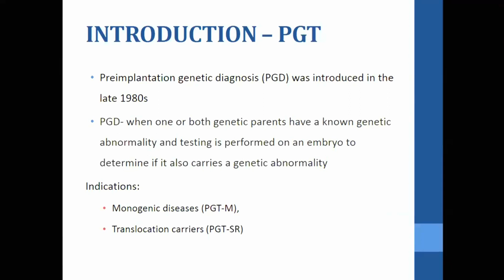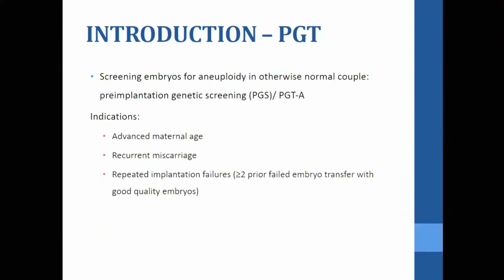Suppose one of the partners is a carrier of a balanced chromosomal translocation, then it will be called PGT-SR, structural rearrangement. If the couple is otherwise normal and there is a history of infertility for which we are offering IVF, then we can go for PGT-A, that is PGT for aneuploidy. The indications for PGT aneuploidy include advanced maternal age. Sometimes in case of recurrent miscarriages also it can be offered, and if there is a history of repeated implantation failure.